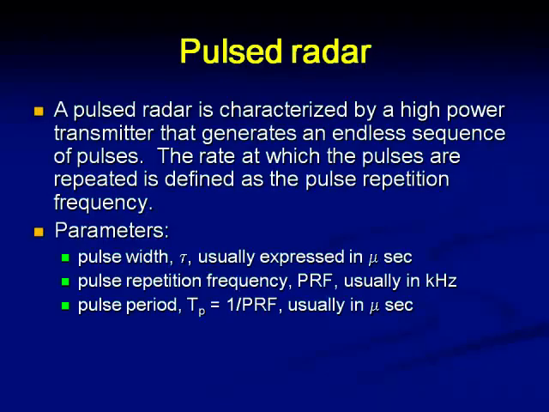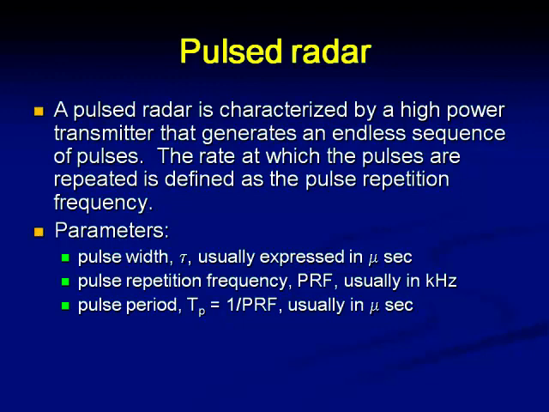Now let us see what is a pulsed system. Pulsed radar is characterized by a high power transmitter that generates an endless sequence of pulses. The rate at which the pulses are repeated is defined as pulse repetition frequency.